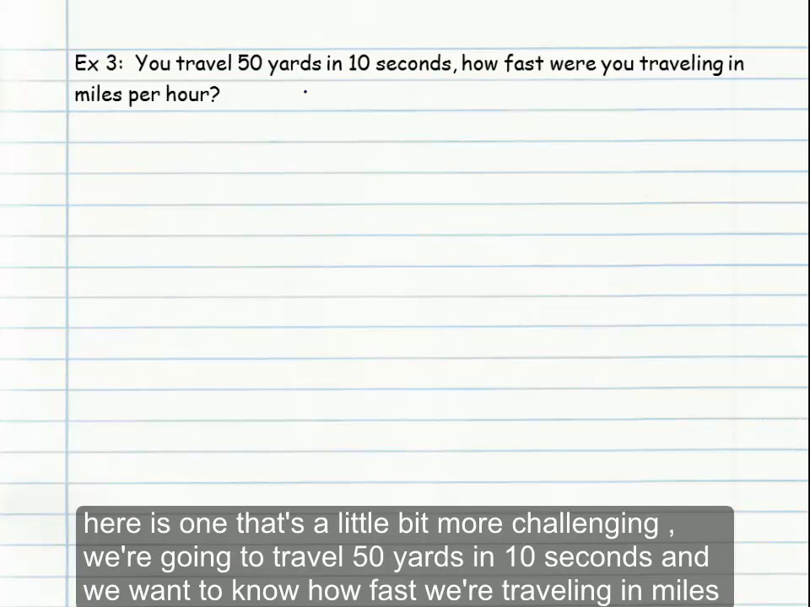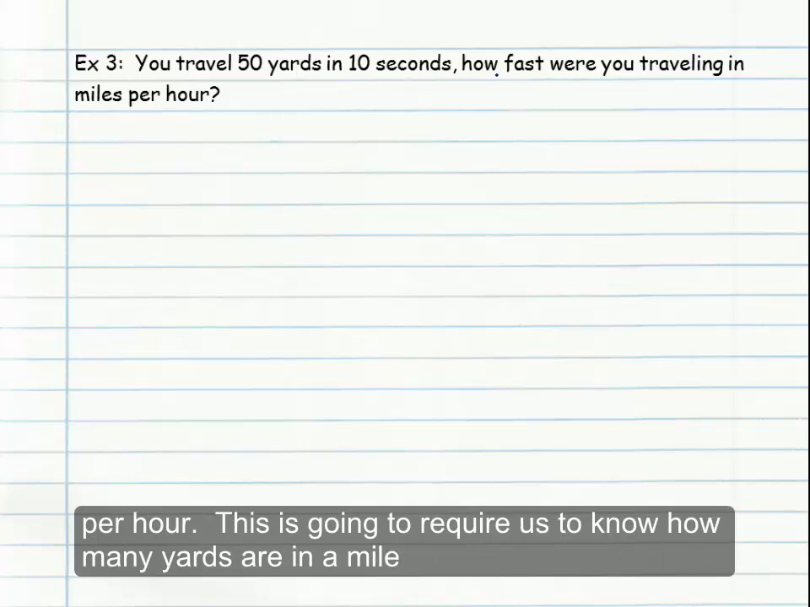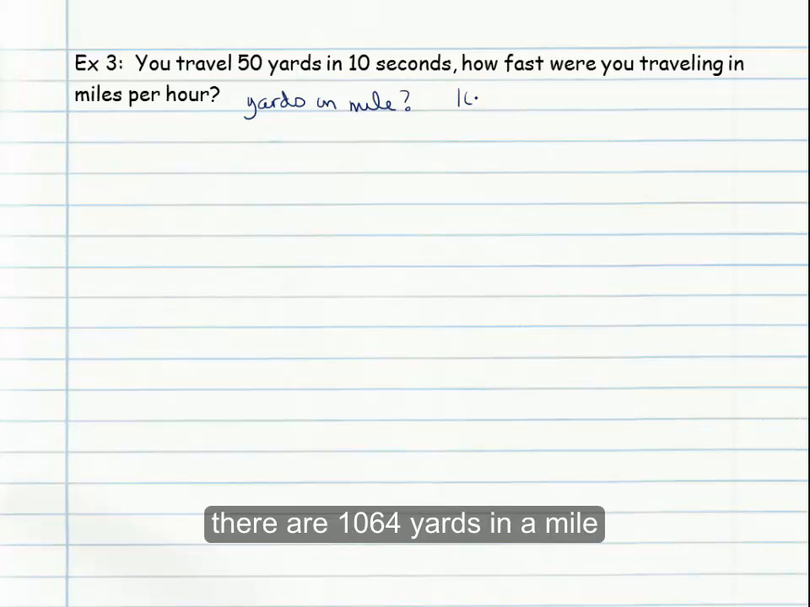Okay, here's one that's a little bit more challenging. We're going to travel 50 yards in 10 seconds. And we want to know how fast we were traveling in miles per hour. This is going to require us to know how many yards are in a mile. There are 1,064 yards in a mile.